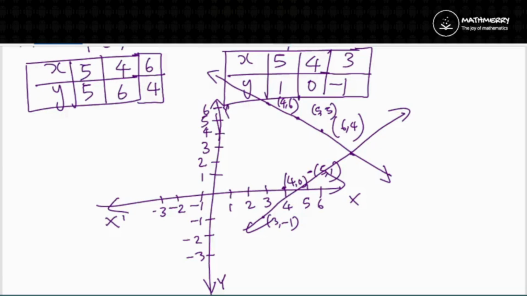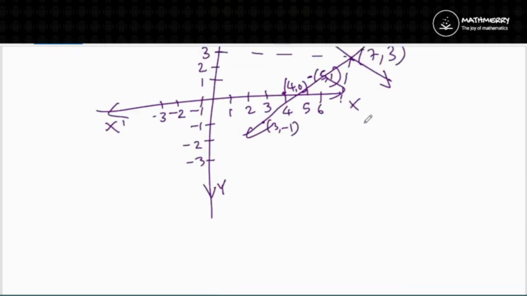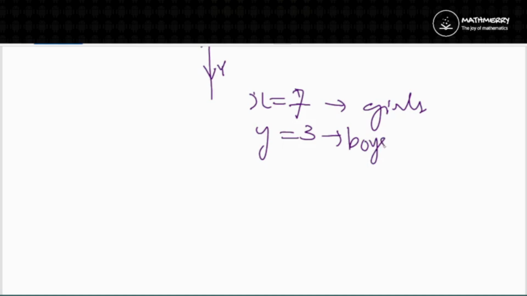The point at which it intersects is 7 comma 3. It's almost 7 and 3. So that's our solution. What you can write is, here x is equal to 7 and y is equal to 3 is the solution for the given pair of linear equations. Or we can say that the number of girls is 7 and the number of boys is 3.